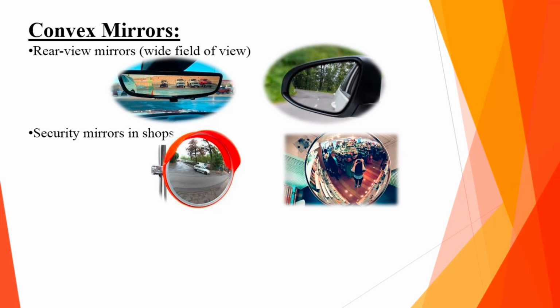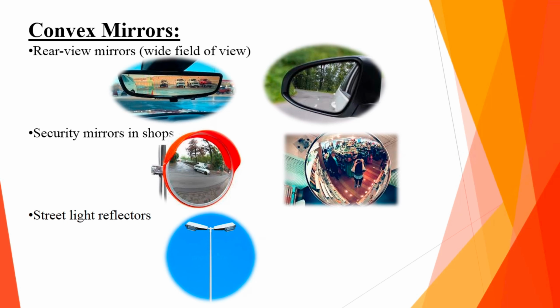Next is streetlight reflector. Convex mirrors are used in streetlight reflectors to spread light over a larger area. The diverging nature of convex mirror helps distribute light widely, improving visibility on roads. Light from the bulb placed at the center of curvature spreads out after reflecting off the convex mirror, covering a broader area. These are the uses of convex mirror.